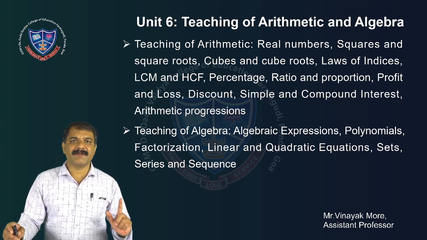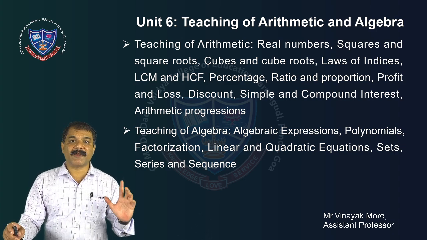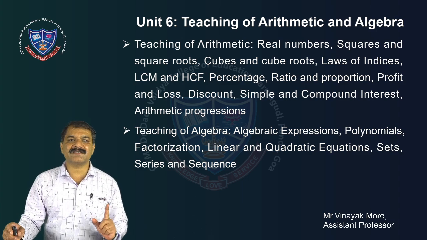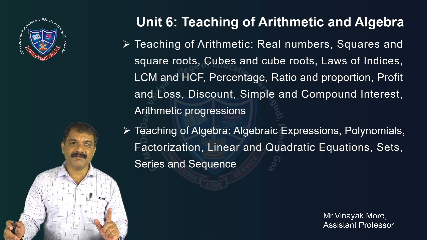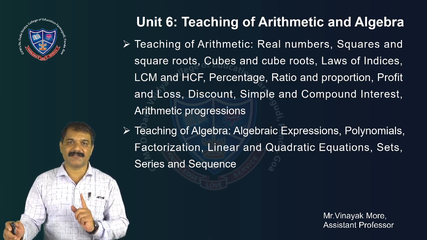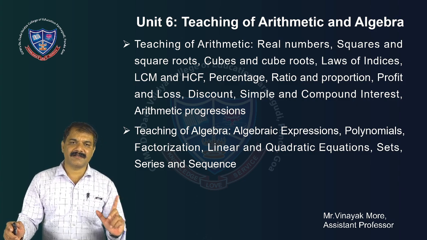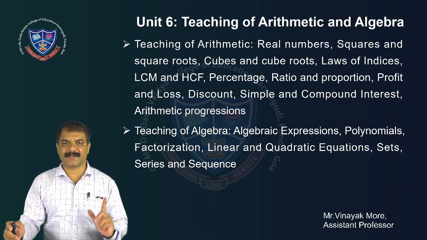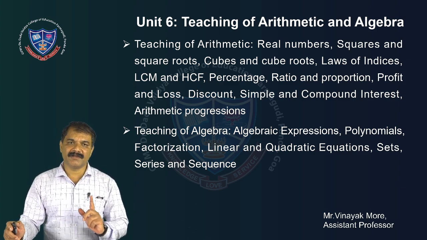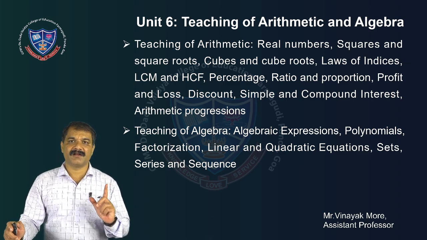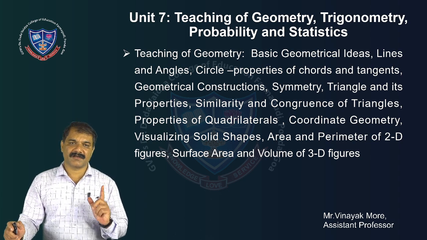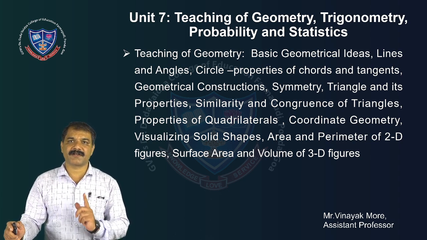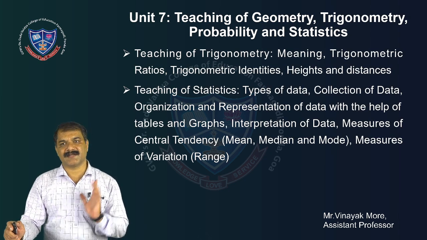The first 5 units mainly talk about the pedagogical part, whereas unit number 6 and unit number 7 talk about the content. Unit number 6 will be dealing with arithmetic and algebra content. Purely this content is from school standards 6 to 10. So here we will learn the mathematical content of algebra and arithmetic. In unit number 7, we will learn mathematical concepts from geometry, trigonometry, probability, and statistics.